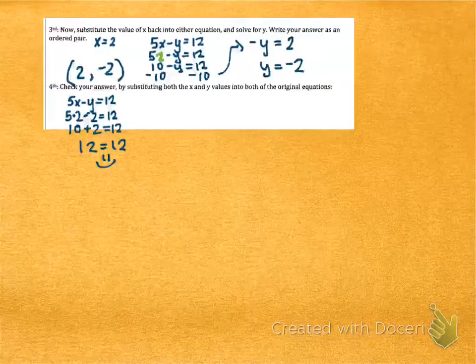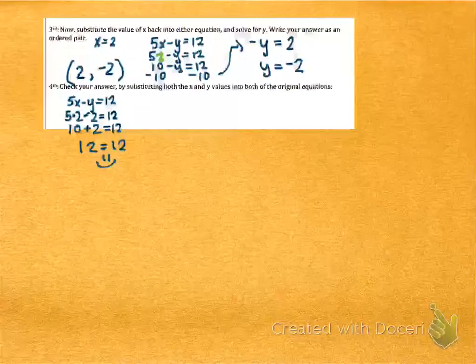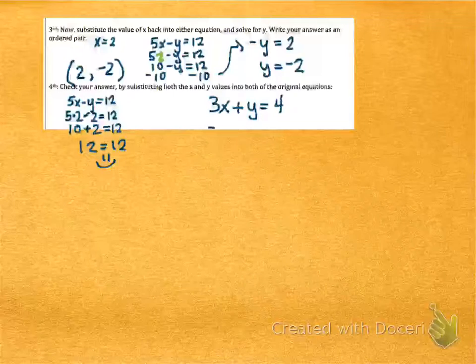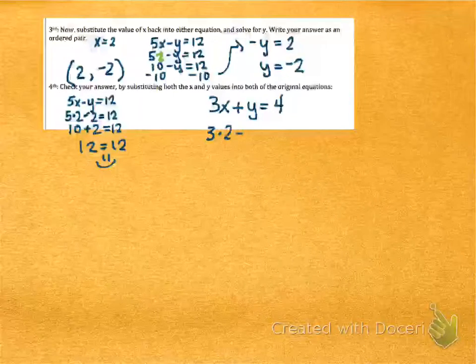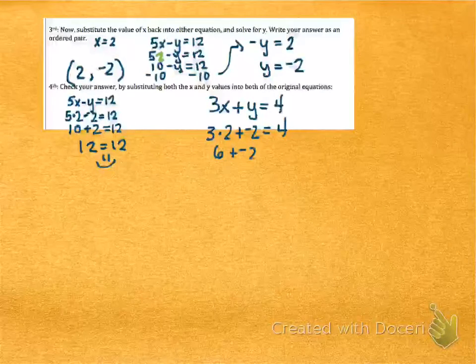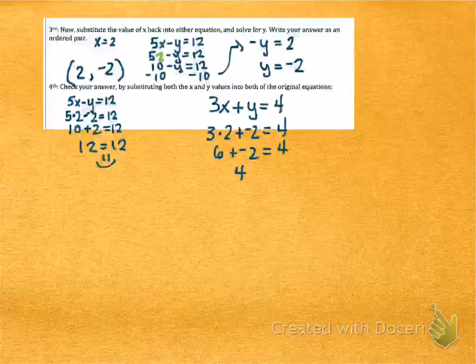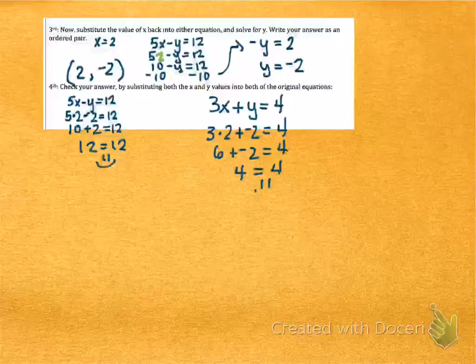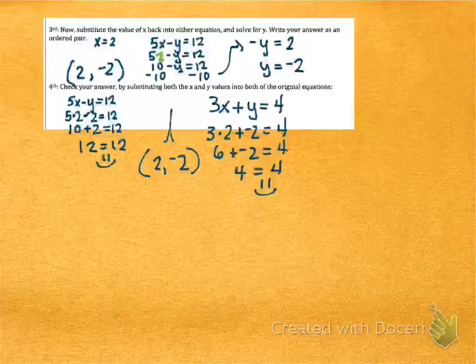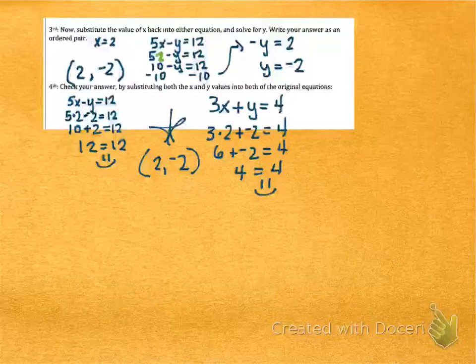But of course, we want to make sure that we're solving a system, so we want to check it in the second equation as well. And so we're going to plug in our 2 and negative 2. And we can see that that works in the second equation as well. So our ordered pair of 2, negative 2 is correct.